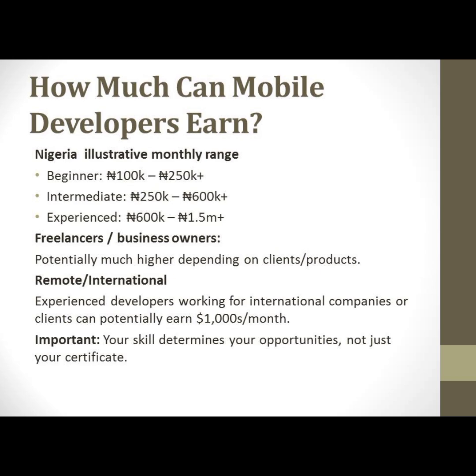Now, freelancers also have their own way of earning. If you are working freelance, you charge clients based on the project they give to you. Then remote and international work. For remote jobs, you can earn at least $1,000 a month. It could be more depending on the company and your bargaining power, or depending on the kind of project you're working on.